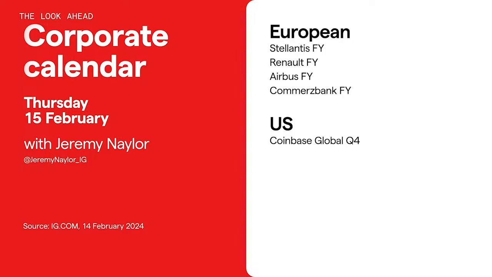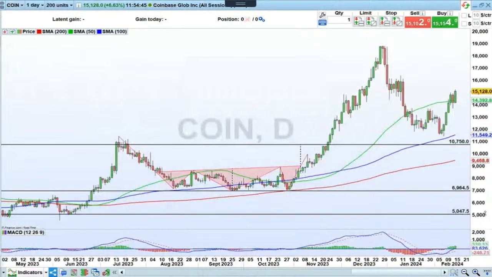Now, this is a stock which trades all sessions on the IG platform. It'll produce numbers for the fourth quarter after the closing bell on Thursday, so we'll get an opportunity to trade that then. This has really been all about the ETF that's been granted for Bitcoin, and expectations that this is going to be rolled out on other cryptocurrencies as well. And Coinbase really benefiting from that. Coinbase, all sessions on the IG platform, looking out for this after the closing markets on Thursday, the 15th of February.